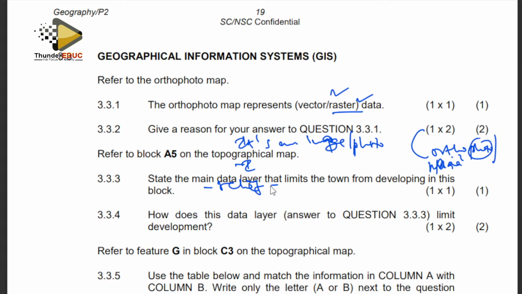How does this data layer mentioned above limit the development? Number one, if the area has got contour lines close to each other, it means that that area is steep. Therefore, it is difficult to construct. It's difficult to construct on such a steep area, or it's difficult to build. But people build there. But if you are to build there, that means you're going to use a lot of money. Therefore, it is going to be expensive.